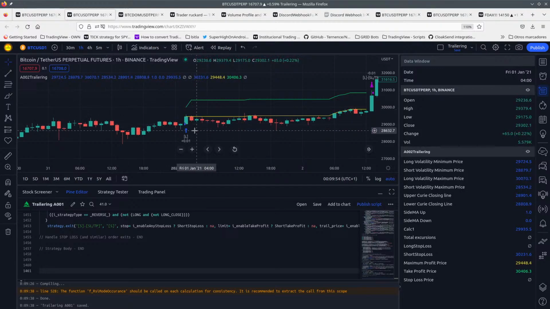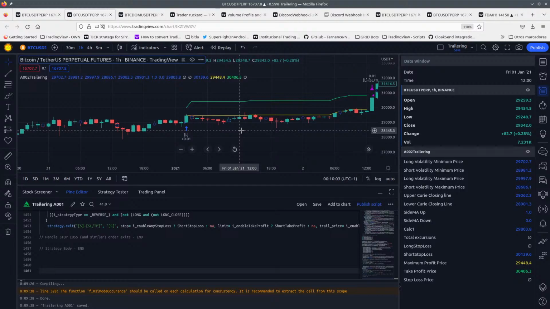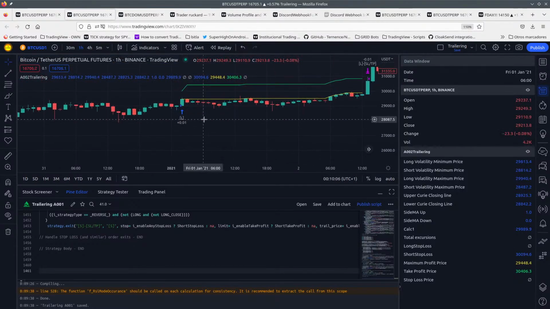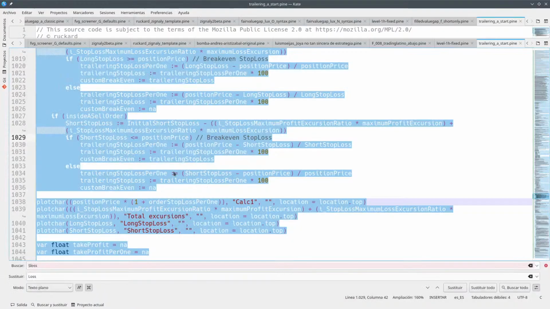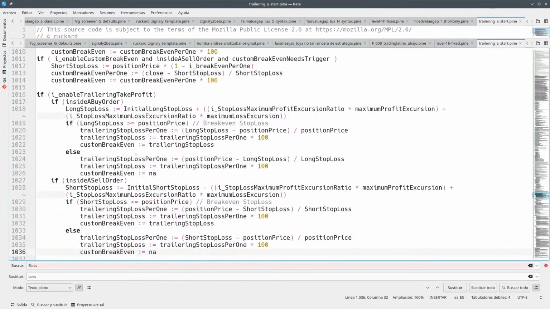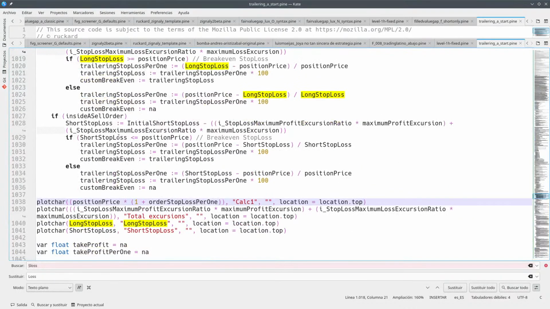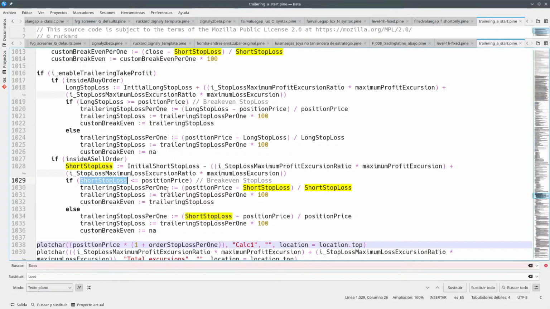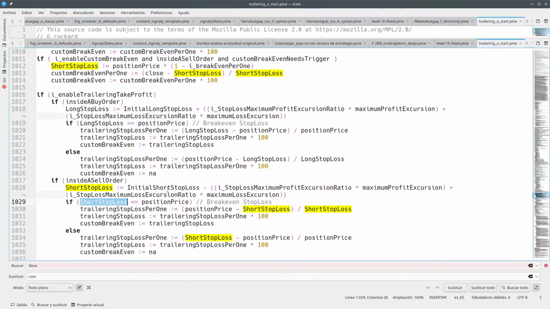Okay, so what about long stop loss, which we have here? Long stop loss has some values. Okay, long stop loss is never calculated again once you go inside the buy order. That's maybe what we want to fix. Why is short stop loss being calculated and not long stop loss? Is there anything different here which we are not taking into account?